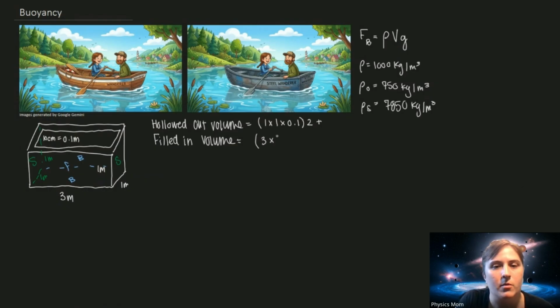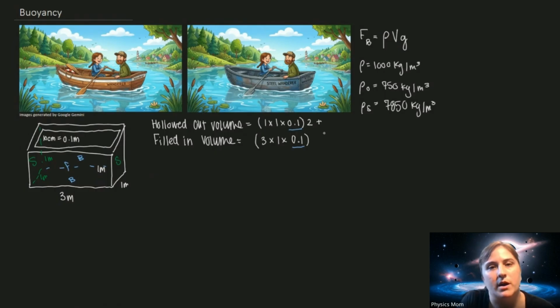3 by 1 by 1. Oh, no, this would be 3 by 1 by 0.1. That thickness again, I'm going to highlight this here. It'll come back to us in a minute. This is the thickness, so 0.1. I'll write that somewhere else, but that's essentially the thickness. That'll become important later.